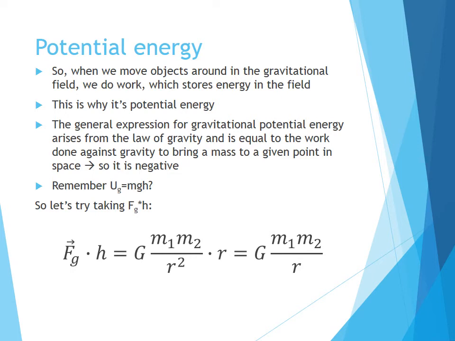And really, if I'm talking about, say, two planets, it's not really a height anymore, right? Now I have to look at the center of masses. So here, r is the distance between the two centers of mass. So I've plugged that in for h. If I have r in the numerator and r squared in the denominator, the exponent in the denominator cancels, and I'm left with G m1 m2 over r.